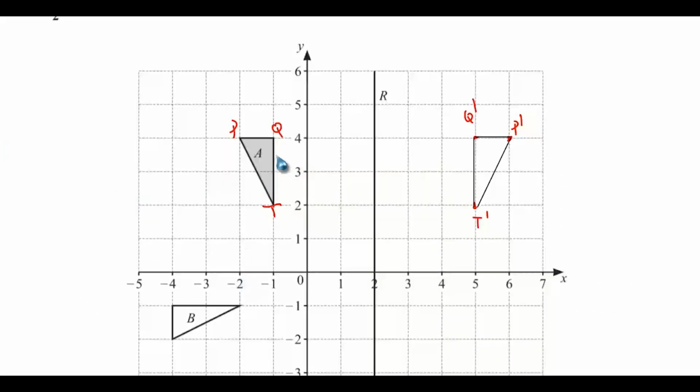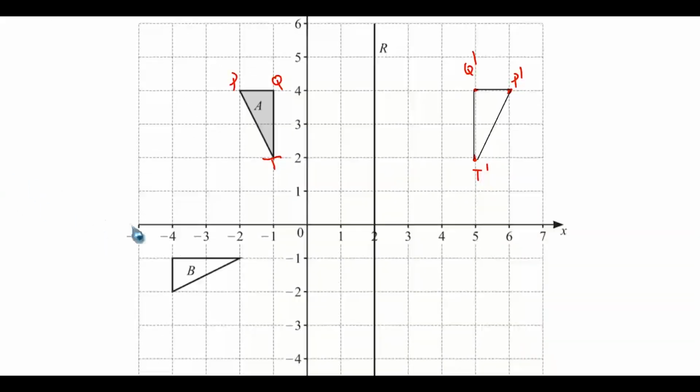Since we've labeled P, Q, and T, let's label the image, that is triangle B. If you look at point Q, look at point P. Point P is here, and if you look at it very well, it's now here. The implication is that it was rotated anti-clockwise. And point Q will be here.